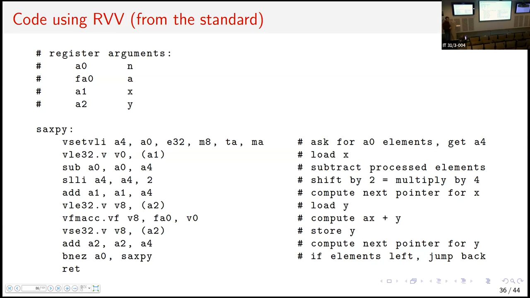So the thing to notice here is that there is no remainder loop. We only have a vector loop. We only tell the hardware I have that many elements left, and the hardware is supposed to figure out in which chunks it's going to process this.